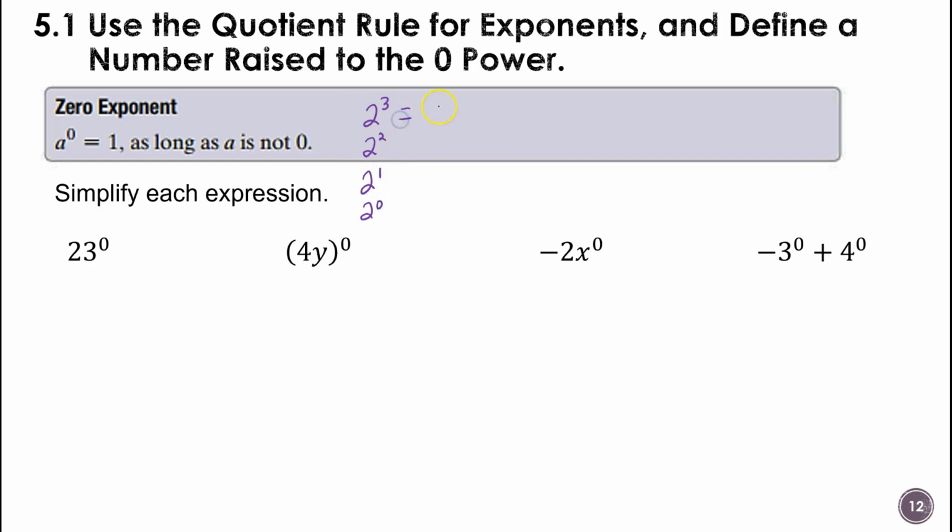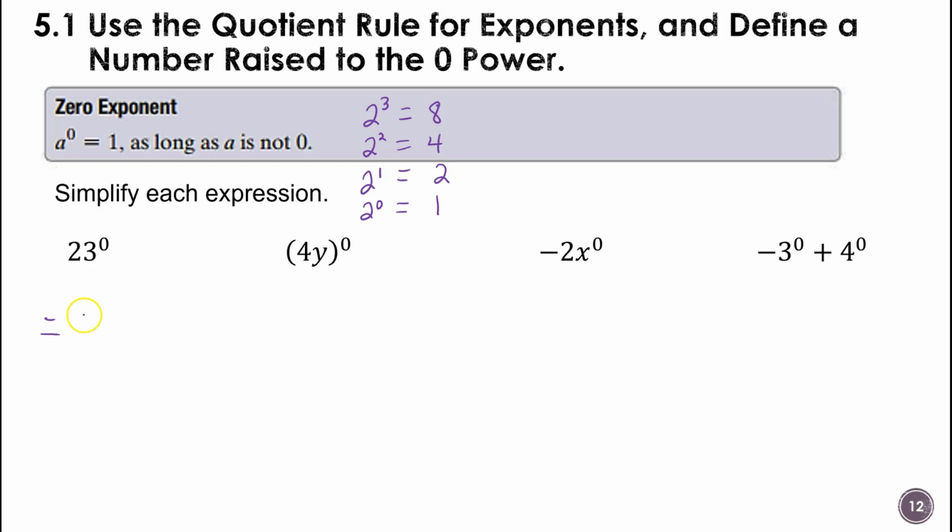Here's what happens. 2 to the third is 8, and if I divide it by 2, I get 4. Divide by 2, I get 2. Divide by 2, I get 1. That's really why something to the 0 power equals 1. This may or may not make sense to you, but basically you just have to memorize: this is what happens when I take something to the 0 power.